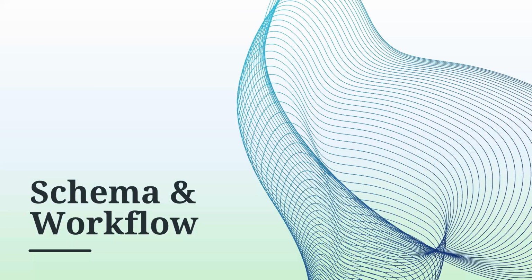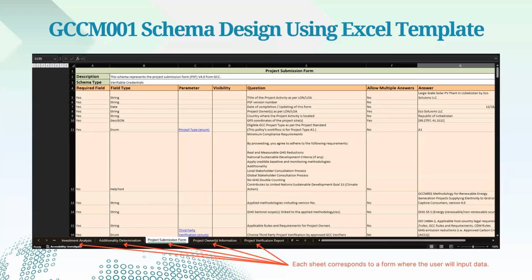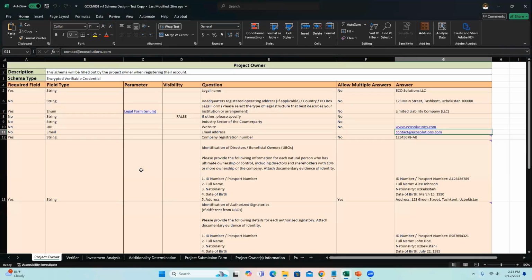So this first schema that you're going to see is just an example of how we capture this information in these Excel templates. And we can actually exit out of here and look at the actual Excel. So here you'll see that we have these different columns like required, field type, parameter, visibility, question, if we're allowing multiple answers, and a sample answer. And what we want to do here is collect all of the information that we need. So in this specific sheet, we're talking about the project owner.